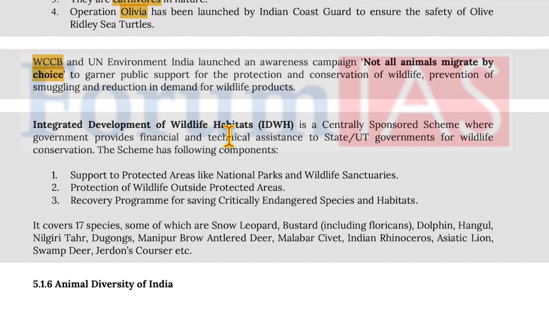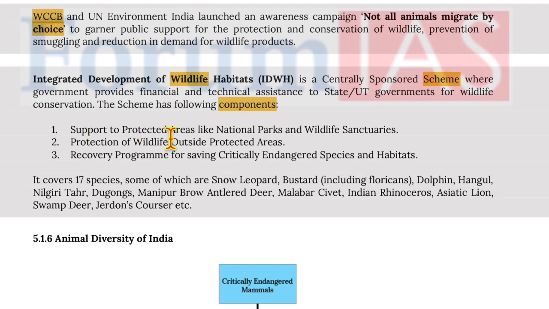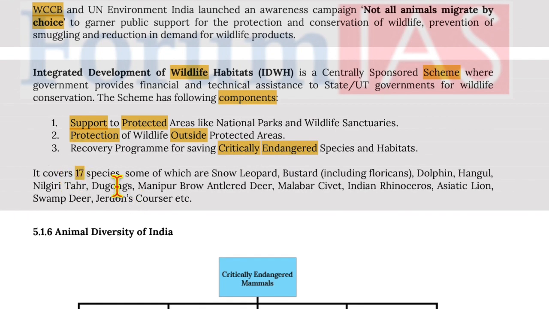Now, Integrated Development of Wildlife Habitats is a centrally sponsored scheme where government provides financial and technical assistance to state government for wildlife conservation. The scheme has following components: support to protected areas like national parks and wildlife sanctuaries, protection of wildlife outside protected areas, recovery program for saving critically endangered species and habitats. It covers 17 species, some of which are snow leopard, bustards, including floricans, dolphins, hangul, Nilgiri tahr, dugong, Manipur brow-antlered deer, Malabar civet, Indian rhinoceros, Asiatic lion, swamp deer, Jerdon's courser, etc.